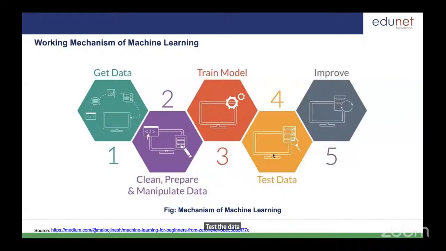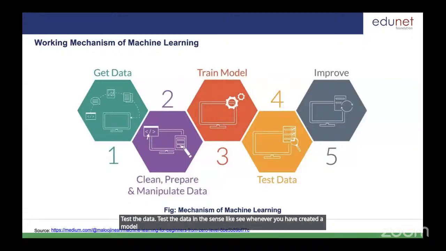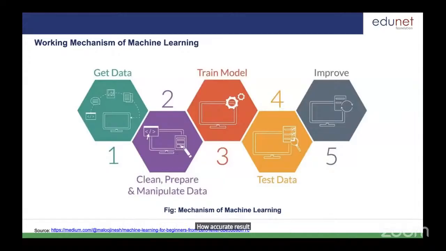Test the data. Whenever you have created a model, obviously you will be checking the project, or the model, how your model is working. You give the inputs to it, and based on those inputs, your model will try to give some predictions. Based on that, you'll see how accurate a result you're getting, how exact or correct the answers are, and whether you have to make some changes.